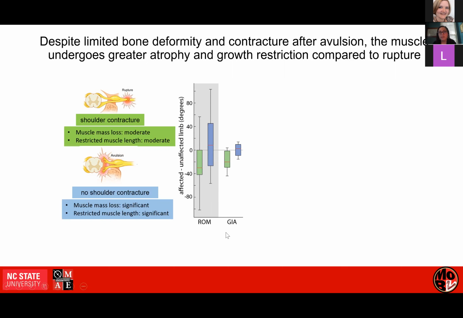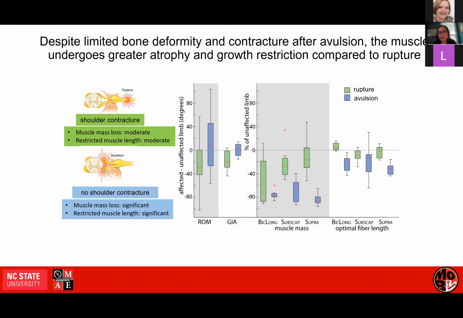So then we would expect that we would see muscle changes consistent with this. And based on our simulations, we would think we should see short muscles for the green. But what we actually see is that while there's short muscles and small muscles for the green, we see much worse muscles in the blue. So that's sort of surprising. They're very, very short and very, very atrophied, but they have no deformity. And that is surprising to us.